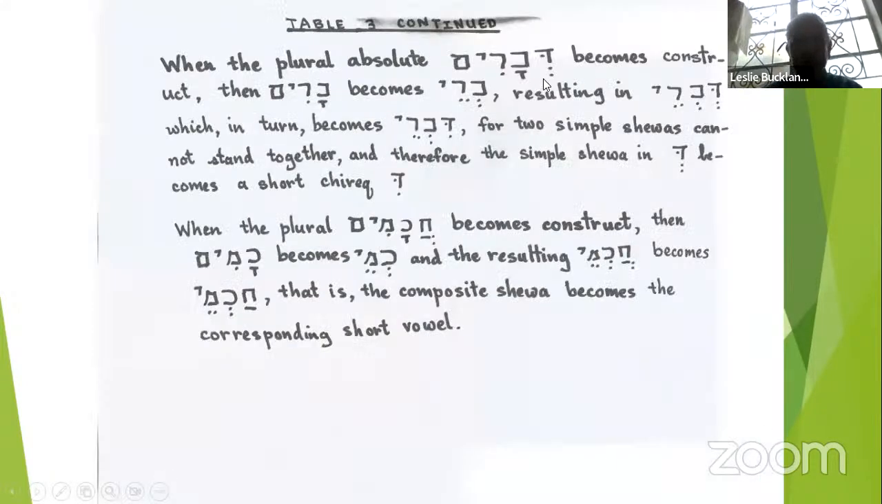When the plural absolute devarim becomes construct, then varim becomes vere, resulting in devere, which in turn becomes divre, for two simple shivas cannot stand together, and therefore the simple shiva in de becomes a short hirik. When the plural chakhamim becomes construct, then khamim becomes khme, and the resulting chakhkhme becomes chakhme, that is, the composite shiva becomes the corresponding short vowel.